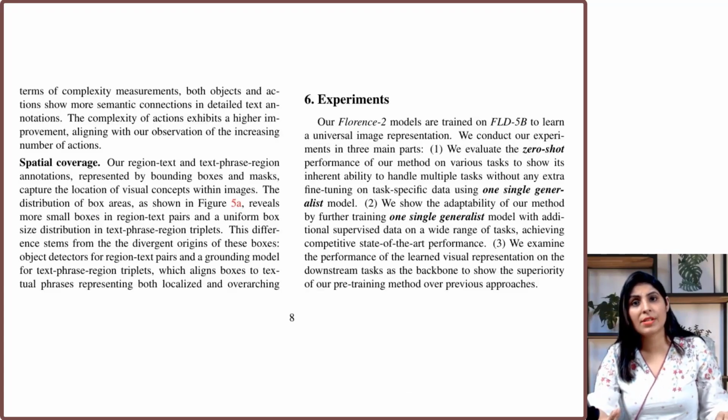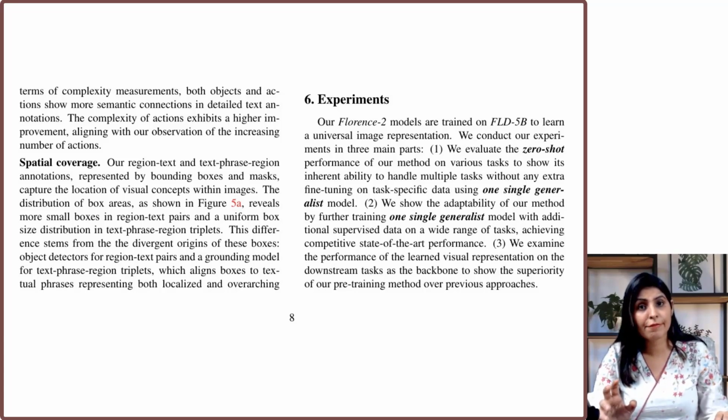After that, now the experiment section. So now let's see what they have done in this. They conducted an experiment, and in this experiment they trained the Florence-2 model on the FLD-5B dataset to learn a universal image representation. So these experiments are structured into three main parts. First one is zero-shot performance evaluation. In this part, the goal is to evaluate how well the Florence-2 model can perform on various tasks without any additional fine-tuning on the task-specific dataset. Okay, this shows the model's inherent capability to handle multiple tasks using a single generalized model.